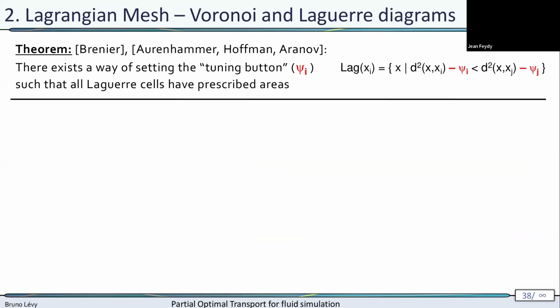In fact, it's possible, because there is a theorem that says that for any position of the points, for any target volumes, provided that they sum up to the total volume of the domain, there exists a way of tuning the buttons in such a way that my cells have exactly the right volume. There are several ways of proving that. There is the Brenier way, the polar factorization theorem. It's quite an abstract theorem that proves many other things as compared to this one. And there is also a specialized version of this theorem by Aurenhammer, Hoffmann, and Aronov, people who studied these Voronoi diagrams and modified Voronoi diagrams a lot. I will give an idea of this proof because it's quite visual in the way to understand it.